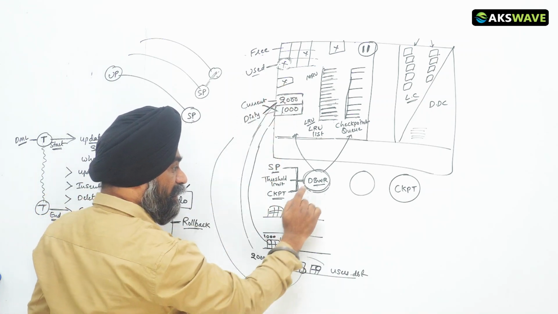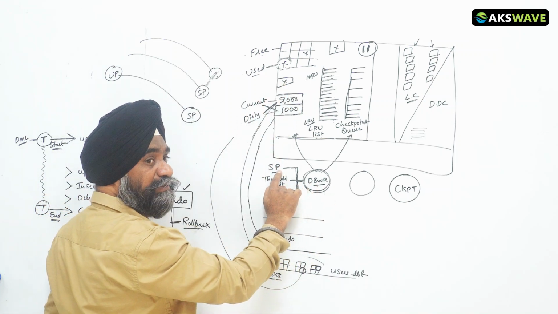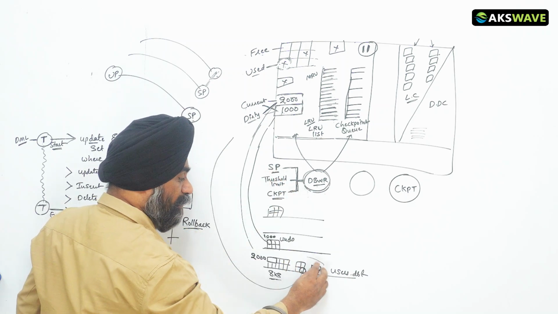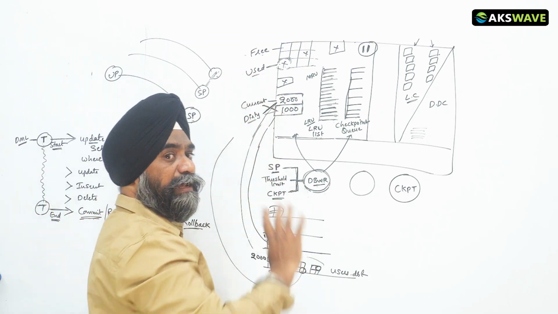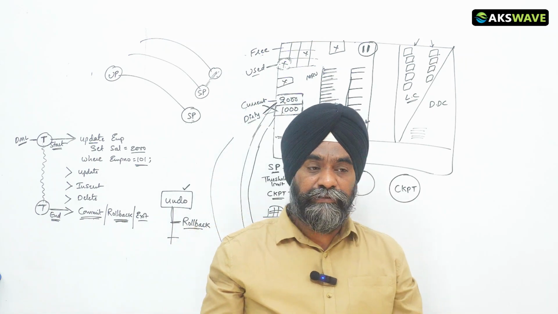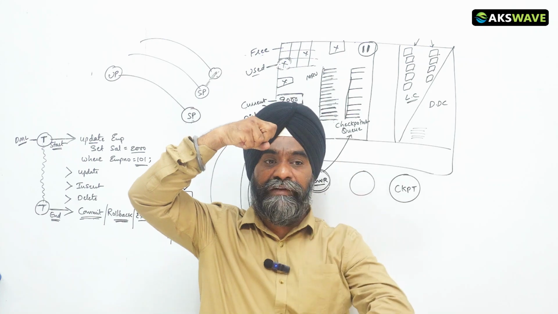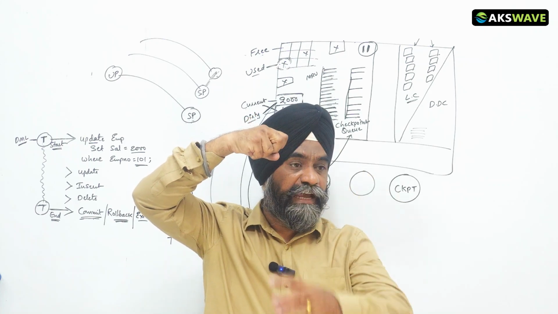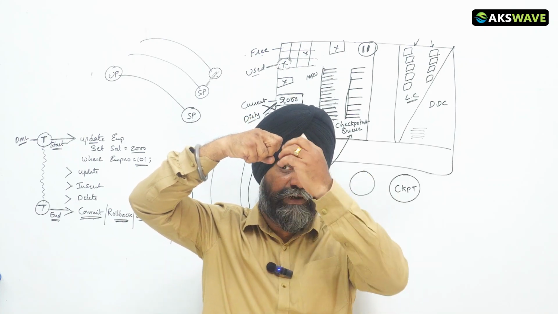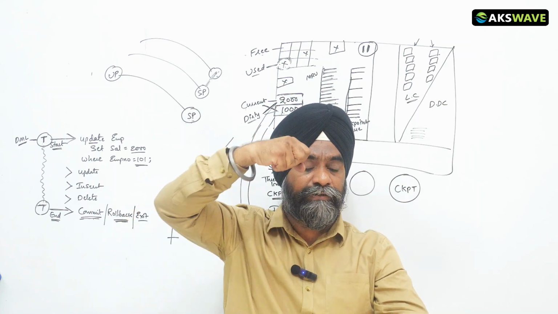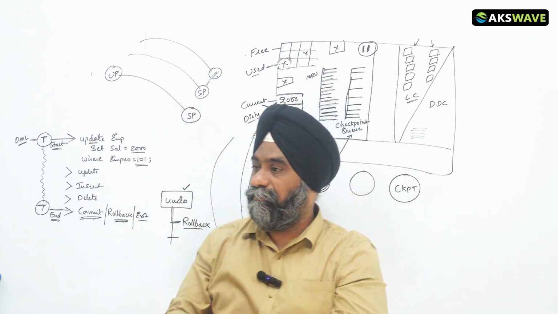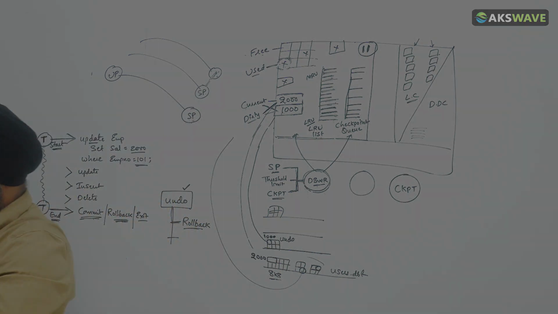Once flushing is done, it is going to acknowledge back to the server process, I am done. Then the server process will load the data again. So the server process job is loading data, and the DB writer job is flushing data. Any changes done, it is going to flush. Server process loads, DB writer flushes. Done. We'll stop it here today.